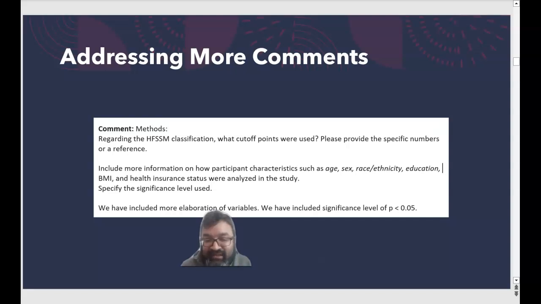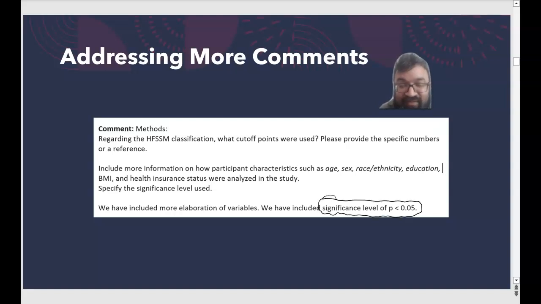Here's more comments. You can take a look at this and read this. A lot of times, and this is something that we forget sometimes, and let me move this so that you can see. So what was the significance level? Some people might have a significance level that's 0.001, and that was a statement that we forgot to include.